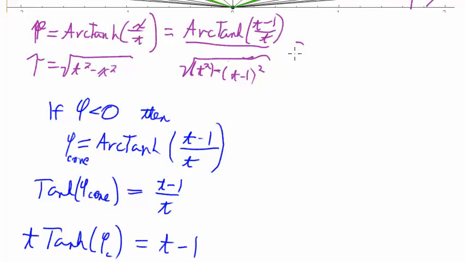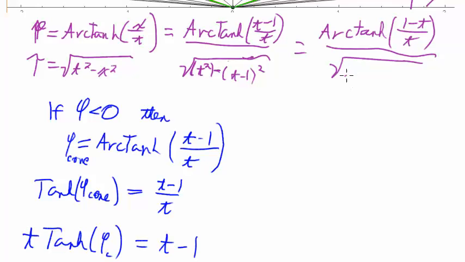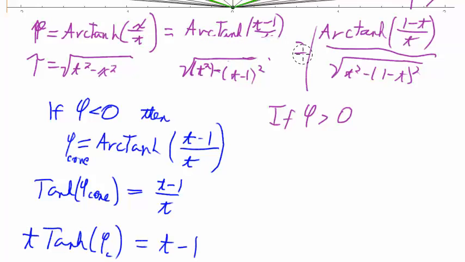On the right, things are going to be pretty similar. We're going to have arctangent of 1 minus t over t, and square root of t squared minus 1 minus t squared. And we'll say this is if phi greater than 0. Actually, I don't know what I'm dividing here. There was no division here. These are just two separate equals statements.